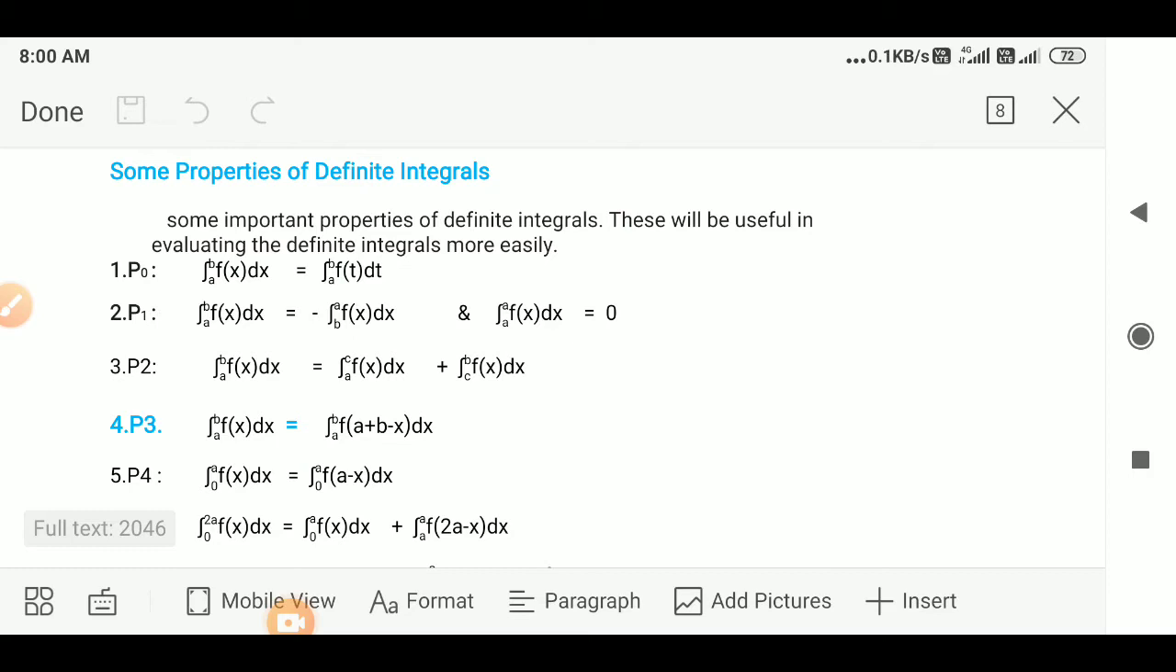There is another property, property number 5, integration 0 to a f(x) dx is equal to integration 0 to a f(a minus x) dx. This property is used very much in solving the questions.